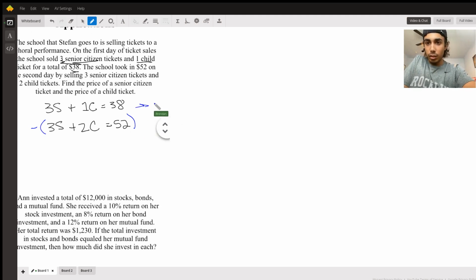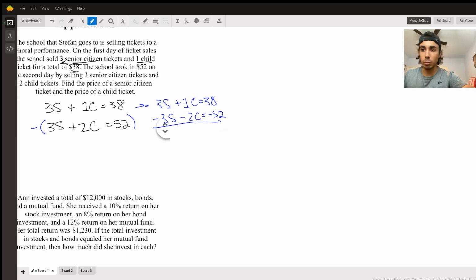what's that going to give us? So our top one stays the same. And then our bottom one, multiplying by -1, we're just changing all the signs. And there we go, and we can just add these up. So our s's are going to cancel. 1 minus 2 is -1c. 38 minus 52 is -14. All right, so multiply both sides by -1, and we've got the price of a child ticket right there. The child tickets are $14.